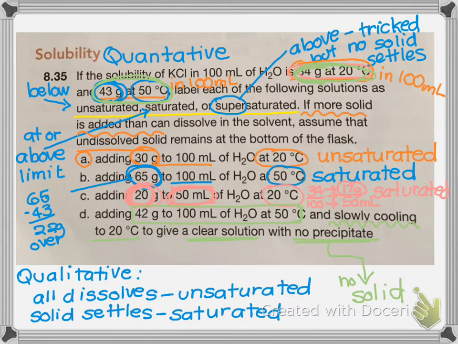This is what I was talking about. This is a solution that is above the limit, but it's been tricked by heating it up and slowly cooling it down. And so with this solution, no solid settles out, and this is a supersaturated solution. Now you can see it's generally not the answer because look at all the hard work that goes into making a supersaturated solution. It's tricked.